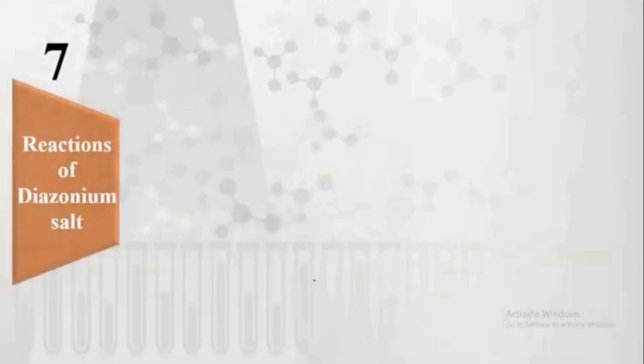Reactions of diazonium salt. So there are 7 reactions. I have shown here the number that indicates that you can prepare 7 different substituted benzenes with the help of this diazonium salt. Which are those reactions?